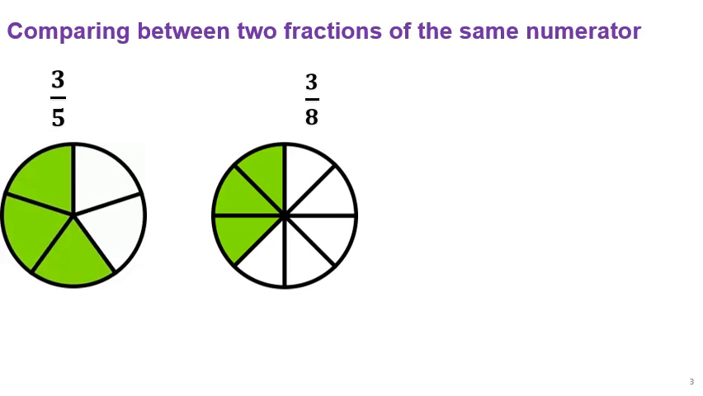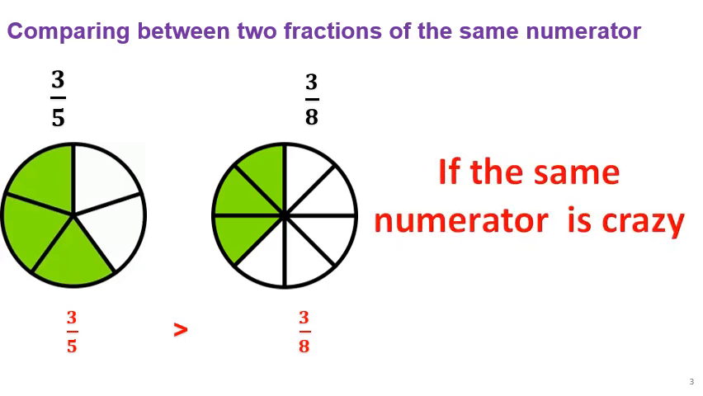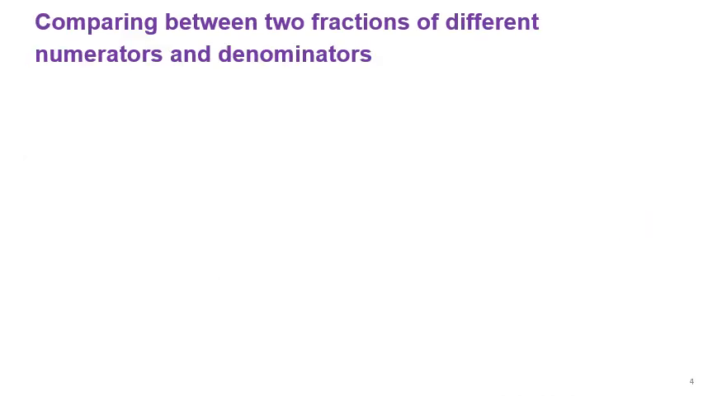Which is greater: if you eat 3 out of 5 of the pizza, or you eat 3 out of 8 of the pizza? If we eat 3 out of 5 of the pizza, it's greater than 3 out of 8. That means we are going to say that it's a crazy fraction. If the numerator is the same, it's a crazy fraction.